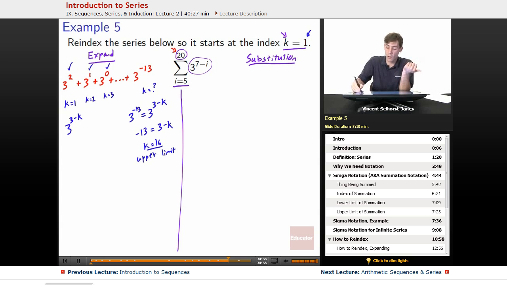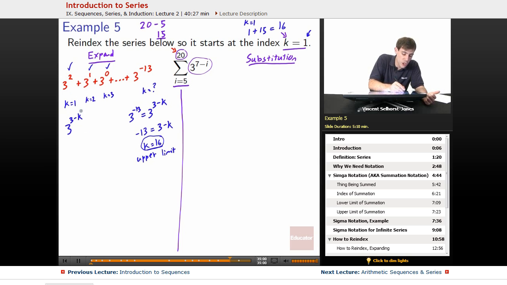We can also figure it out once again from our starting upper limit, which was 20, and our starting lower limit, which was 5, so there's a difference of 15. If we have k equals 1, then 1 plus 15 has got to come out to be 16 as well. So that's going to be our upper limit. Two ways of looking at it. Either way, just make sure you're careful with this sort of thing. It's easy to get confused the first few times you work with it.